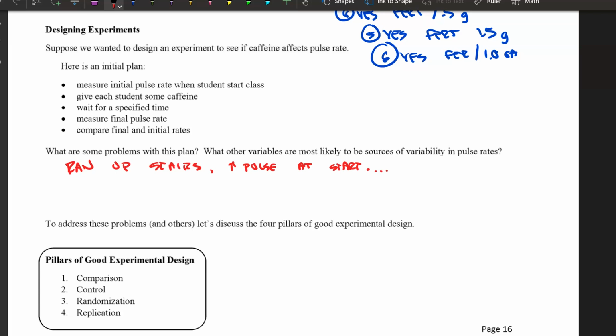Then after they rest, even though they took caffeine, their pulse rate might go down. You might say caffeine lowers your pulse rate, but really it has nothing to do with the caffeine. It has to do with the fact that you ran to class and then you sat down listening to a boring lecture and your pulse rate dropped to practically nothing, right? It doesn't make sense to give everybody caffeine. If we give all kids caffeine, we really don't have anything to compare.